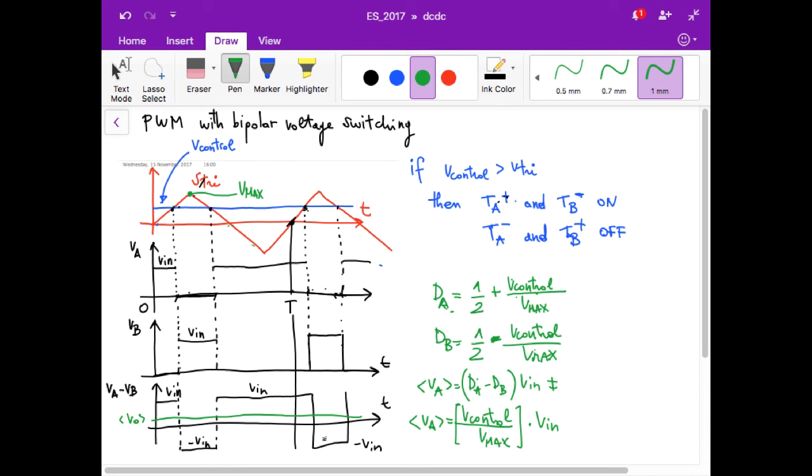Okay, so the same type of basic circuit, a full bridge DC-DC converter, is typically also used for uninterruptible power supply. So it's a very basic circuit.